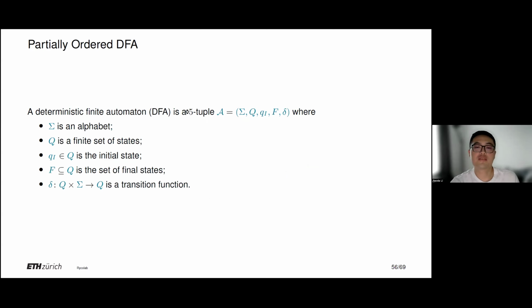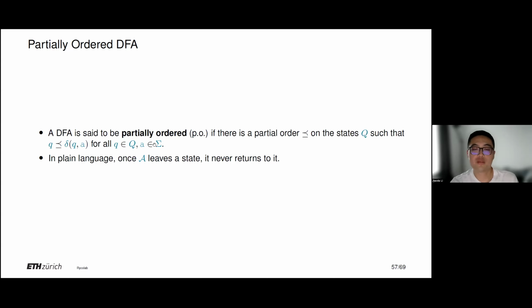So a DFA is just a five-tuple with an alphabet, a set of states, an initial state, a set of final states, and a transition function. A DFA is said to be partially ordered if there is a partial order on the states. In plain language, it means once you leave a state, you can never return to this state.